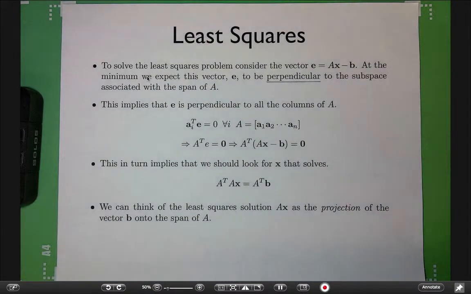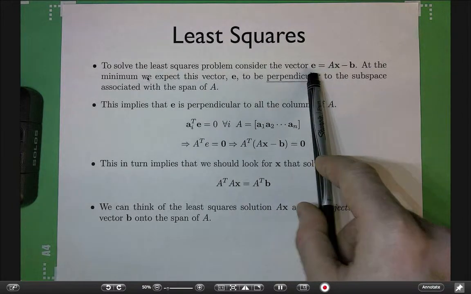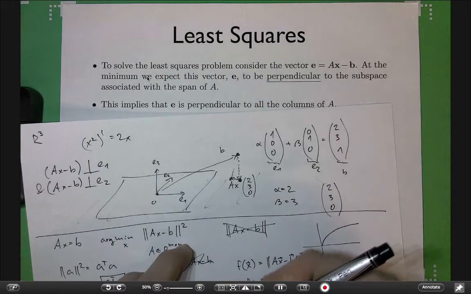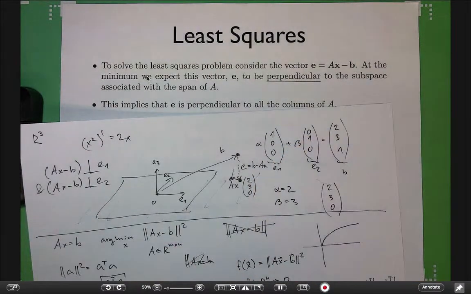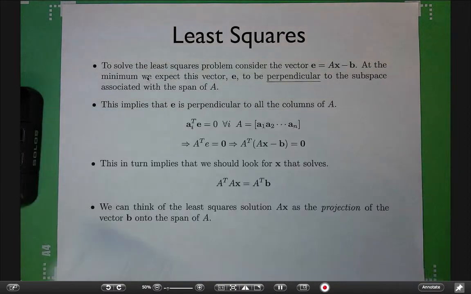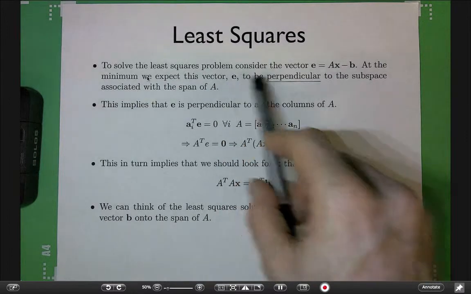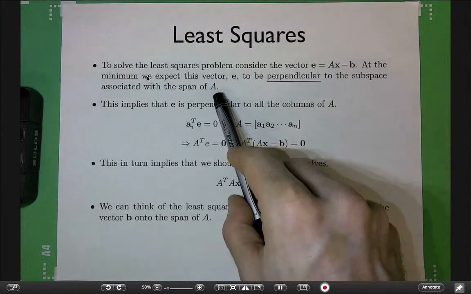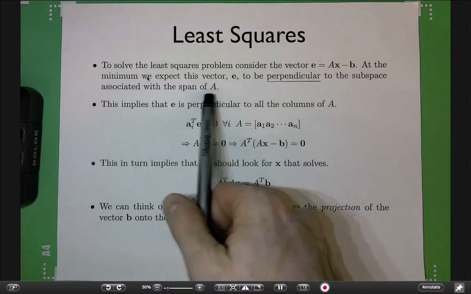So here is the same thing in text. Here I call it the error vector. This thing here is my error vector E. E equals B minus AX, or AX minus B, the sign doesn't really matter. And what we want from this vector is to be perpendicular to the column span of A. That's the subspace where I'm allowed to be, right? That's the subspace generated by all vectors AX.